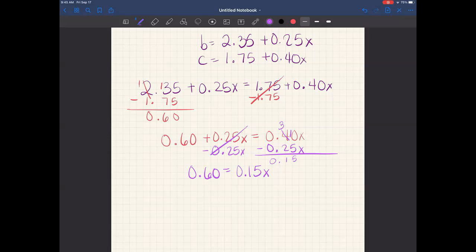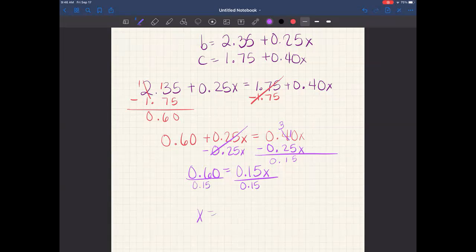So far, so good? It's pretty simple, right? Remember I told you the no calculator questions are probably going to be easier than the calculator ones because they're not giving you a calculator. They're not going to make you do some crazy giant numbers because you're not a robot. So I'm now going to divide by 0.15 on both sides like I always do.